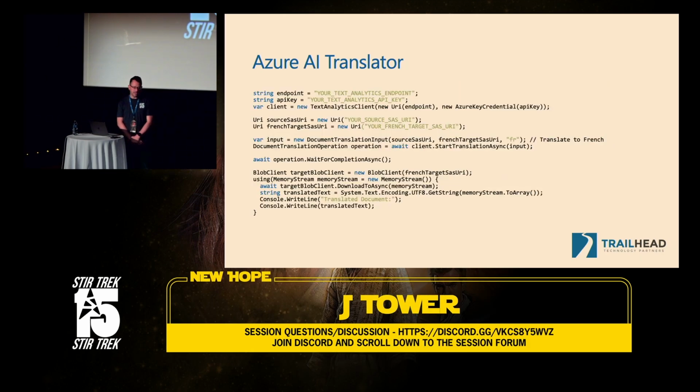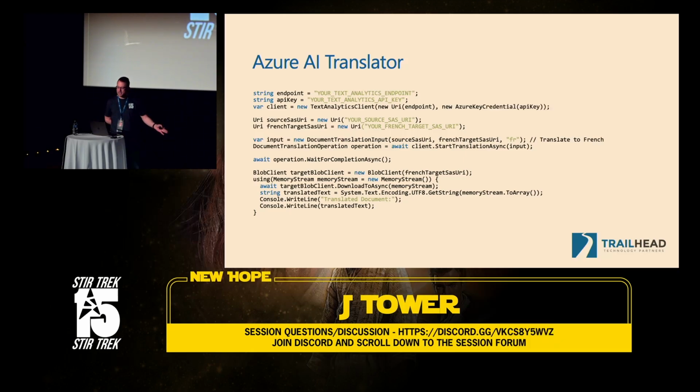This example is also using an API key and endpoint for the resource that you would set up in Azure. But it's also using something else, which is called a SAS URI, which is just a shared access signature. If you've ever done much with Azure Blob Storage, you might be familiar with these. This is a way that you can write directly to or read directly from a particular blob without having a special access token.